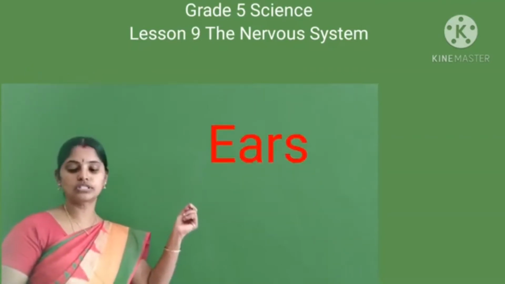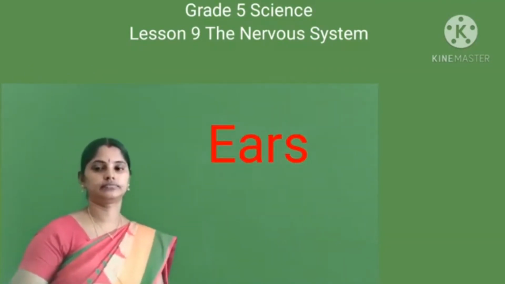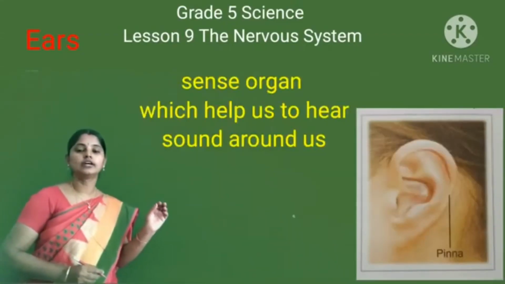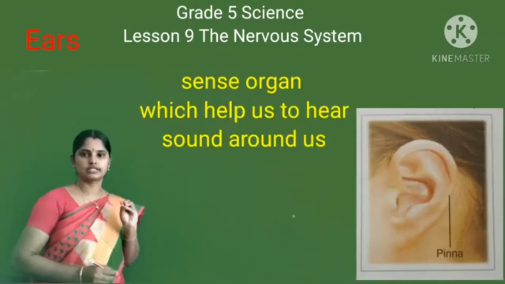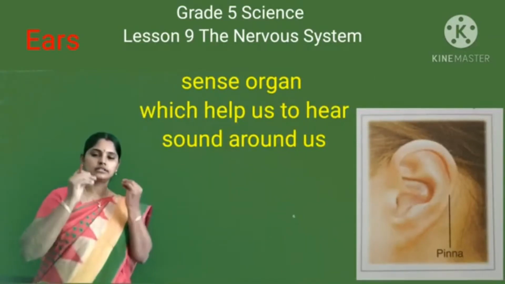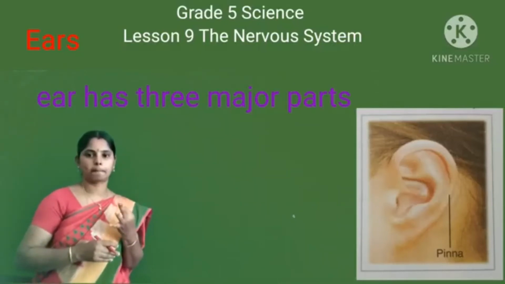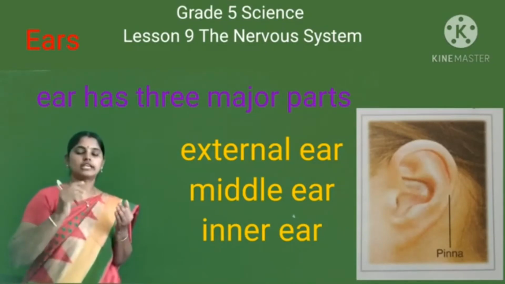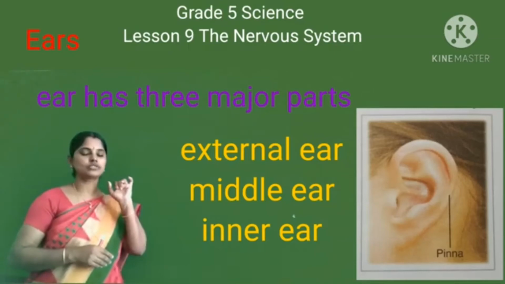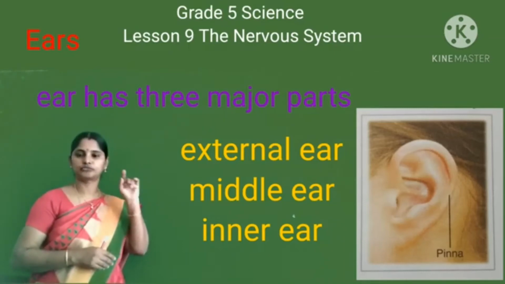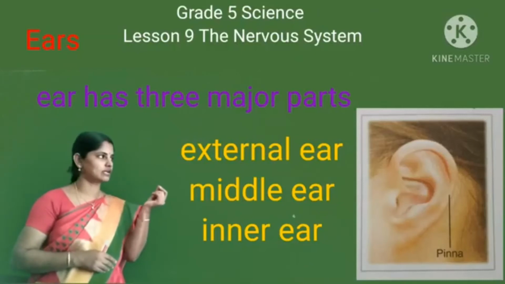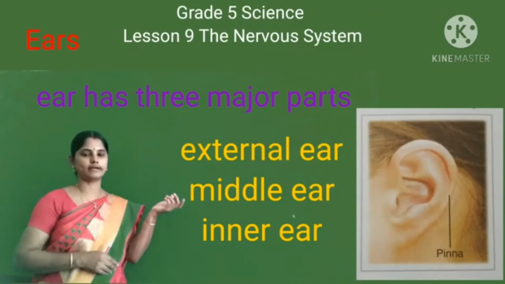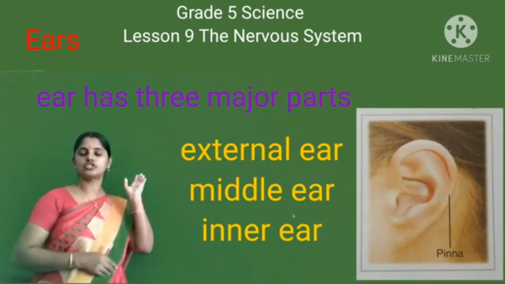Now we will see about ears. Ears are the sense organ through which we can hear sound, isn't it? In the ears, we have three parts: the external ear, middle ear and inner ear. In humans, the part which we see outside is called the external ear. This one is called the external ear. We can otherwise call it the pinna. External ear or pinna.